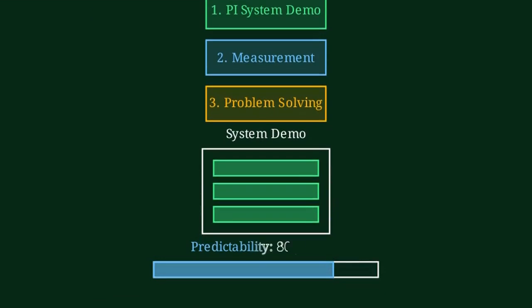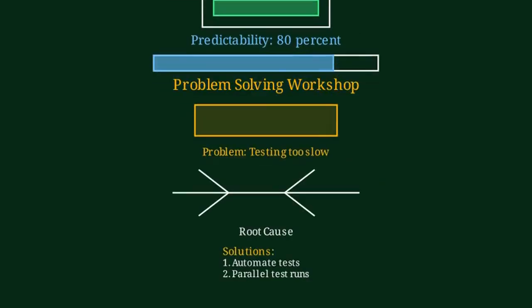Part 2 is measurement. A common metric is program predictability. If a team planned 10 objectives and finished 8, the score is 80%. Part 3 is the problem-solving workshop. Teams state one big problem, find the root cause, brainstorm solutions, and create action items for the next PI.